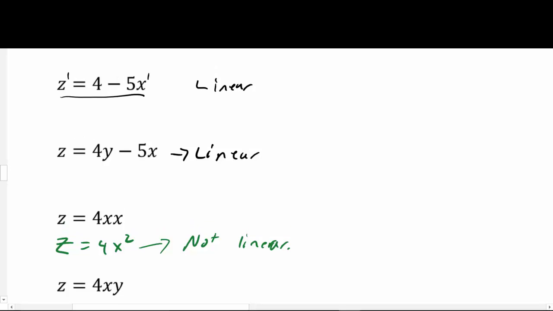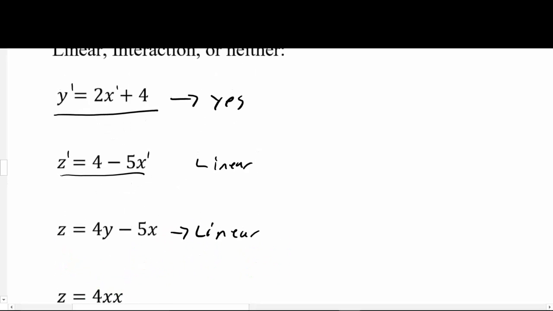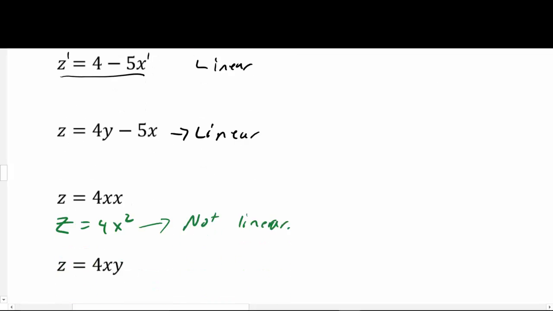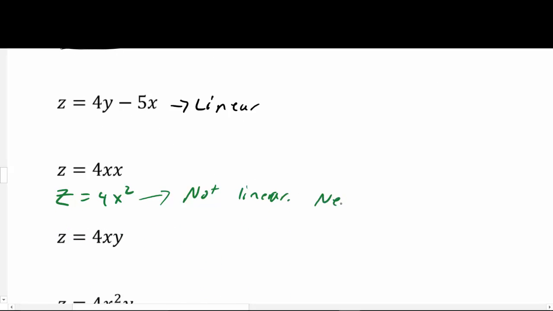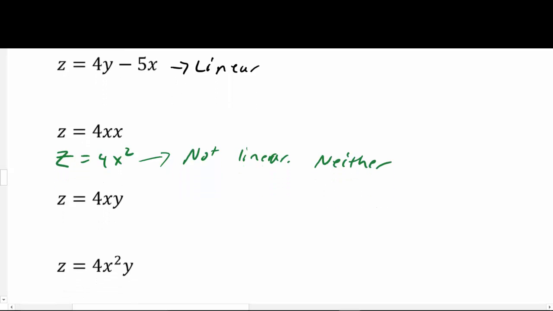And there you go. Now the next thing you're going to see is we're going to talk about linear: is there an interaction, or is it neither? This one would be neither. Now you might be saying, well, how do I know if there's an interaction? Well, that's what we'll talk about on the next one. So here, it's not linear, it's not an interaction. This is a neither, it's neither of the two. All right, so now the next one.